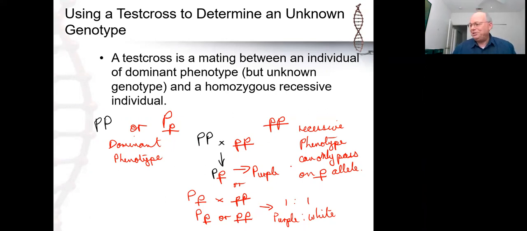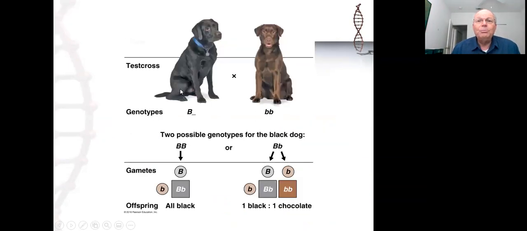And so you can easily tell from the test cross what the genotype of your unknown is on the basis of what you see in the offspring. Because if they're all purple, you know that the original parent was homozygous. If they're half purple, half white, you know the original parent was heterozygous. It's pretty straightforward.